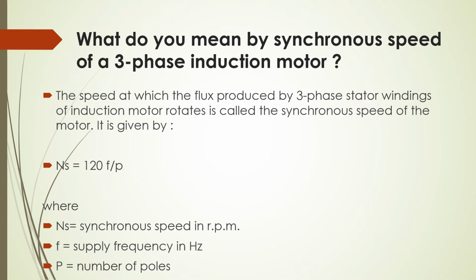What do you mean by synchronous speed of a three-phase induction motor? The speed at which the flux produced by the three-phase stator winding of an induction motor rotates is called the synchronous speed of the motor. It is given by Ns = 120 f / P, where Ns is the synchronous speed in RPM, f is the supply frequency in Hertz, and P is the number of poles.